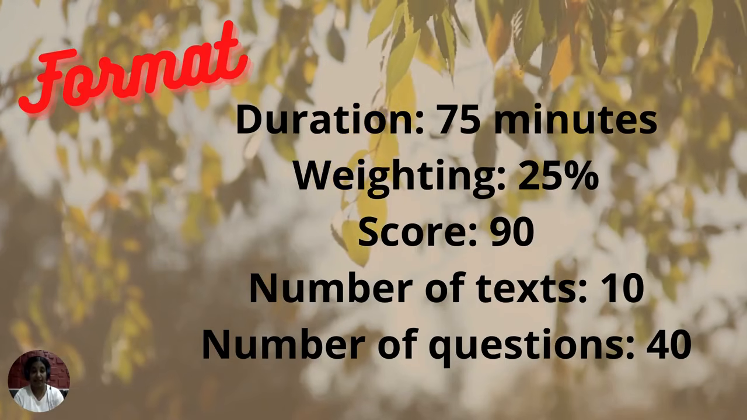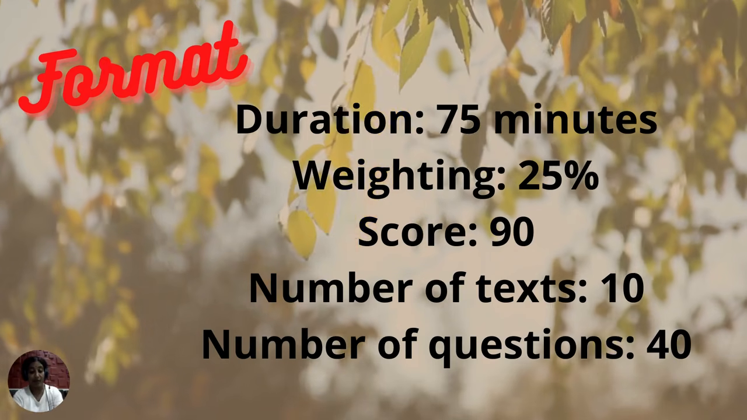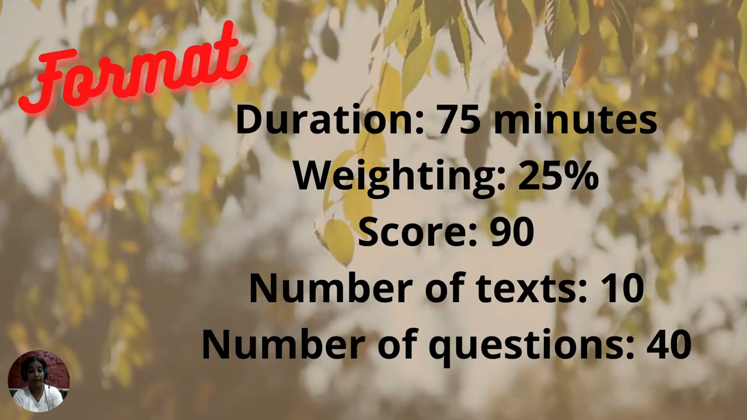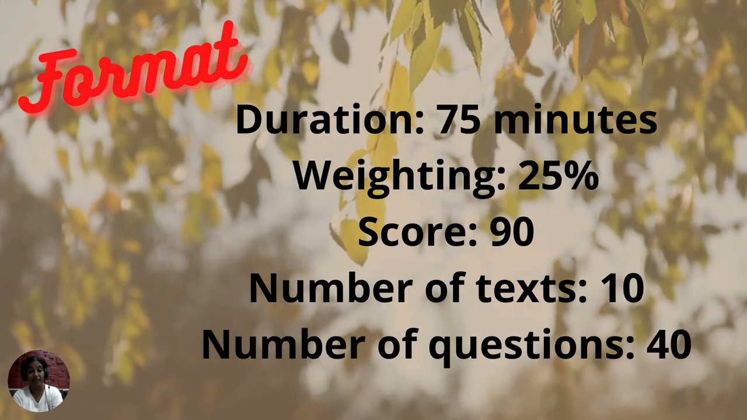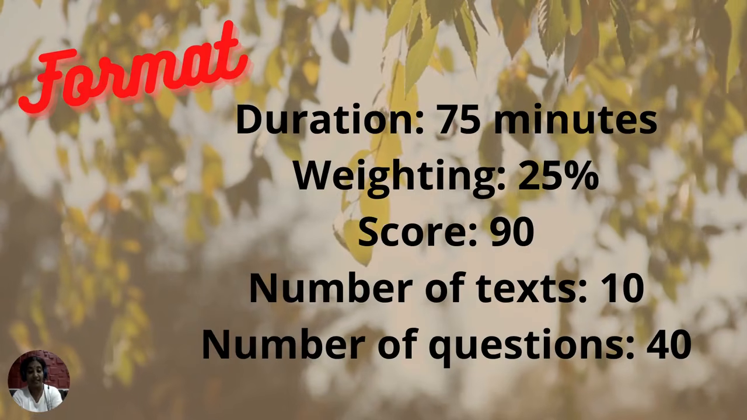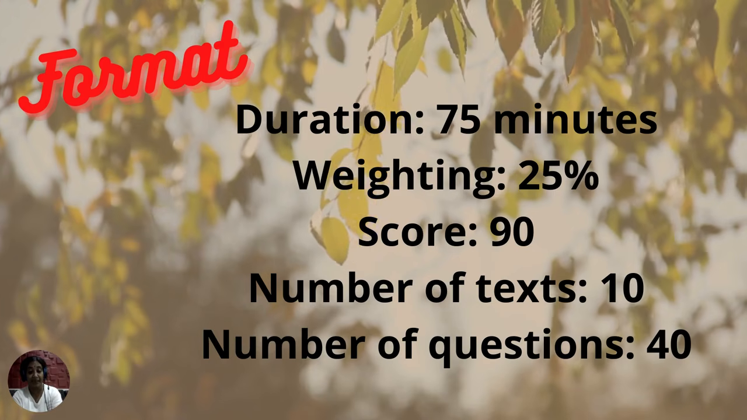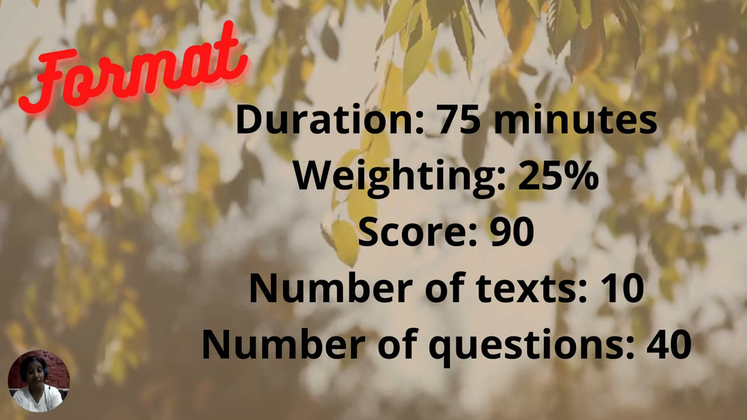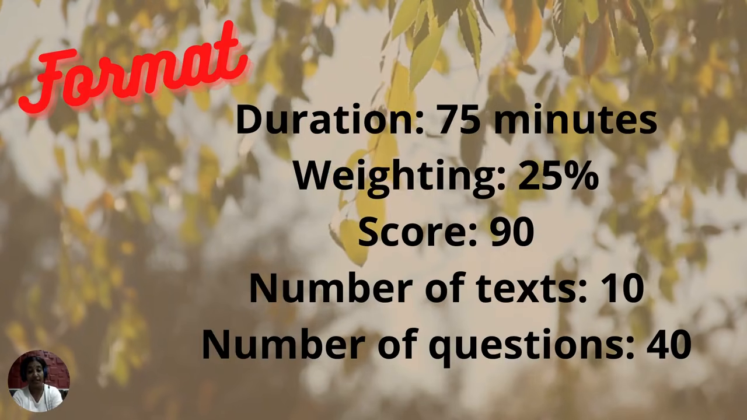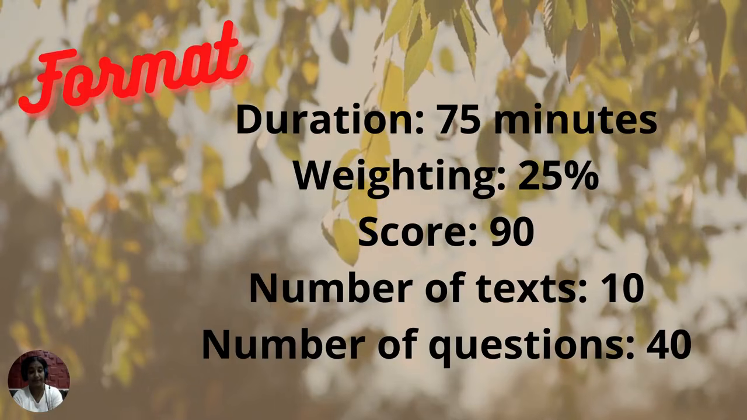Before that, let's begin with the test format of Paper 3 MUET. The duration of this paper is 75 minutes and the weighting is 25%. Maximum score of this paper is 90 and the whole paper consists of 40 questions with 10 tags altogether.